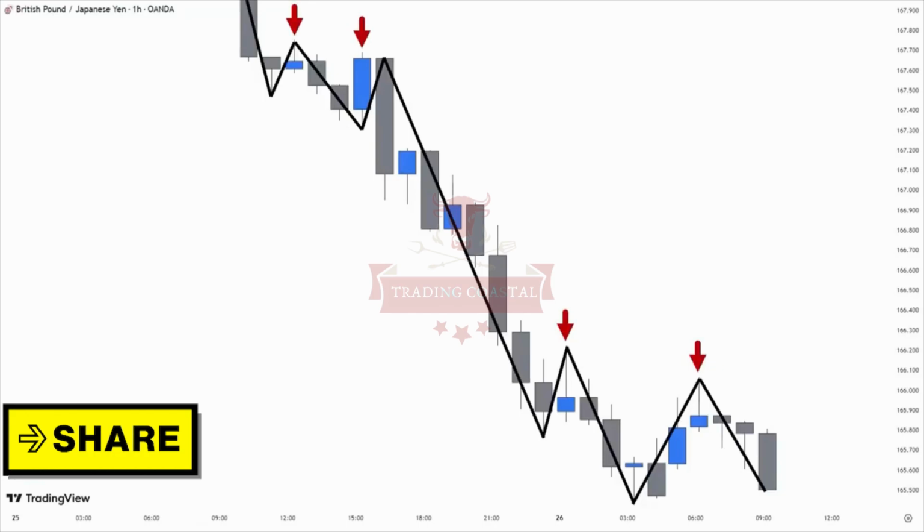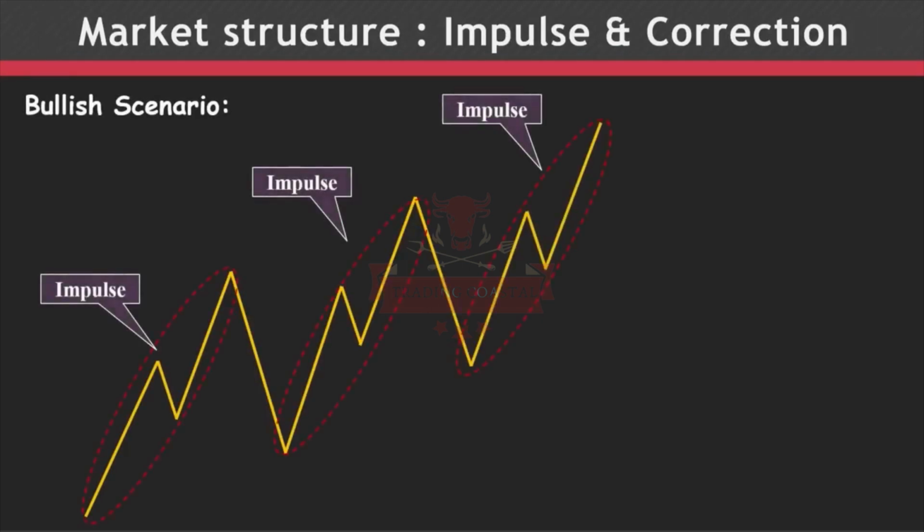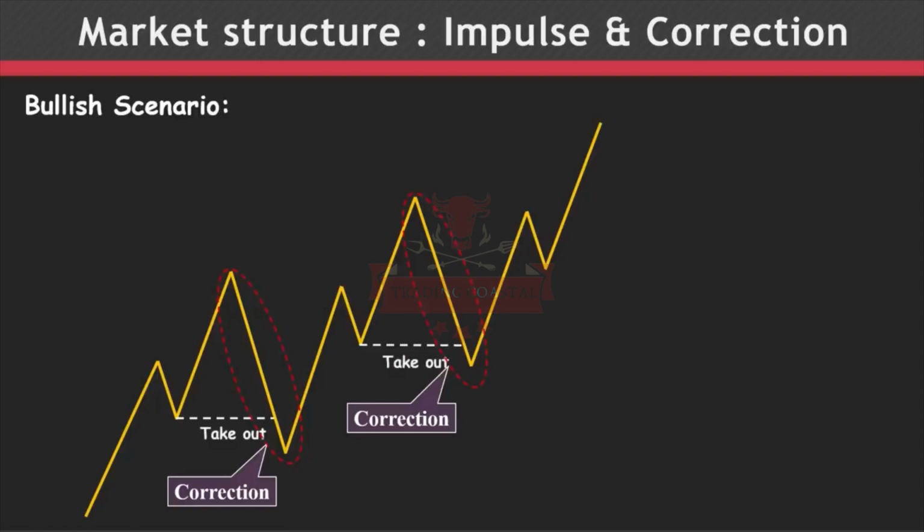Now that we have discussed the pullbacks in terms of candlestick form, let me explain to you impulsive and corrective moves. In the case of an uptrend, an impulsive move refers to a strong bullish movement indicating a heavy bullish momentum. On the contrary, a correction refers to a temporary market retracement or reversal that takes out a pullback.